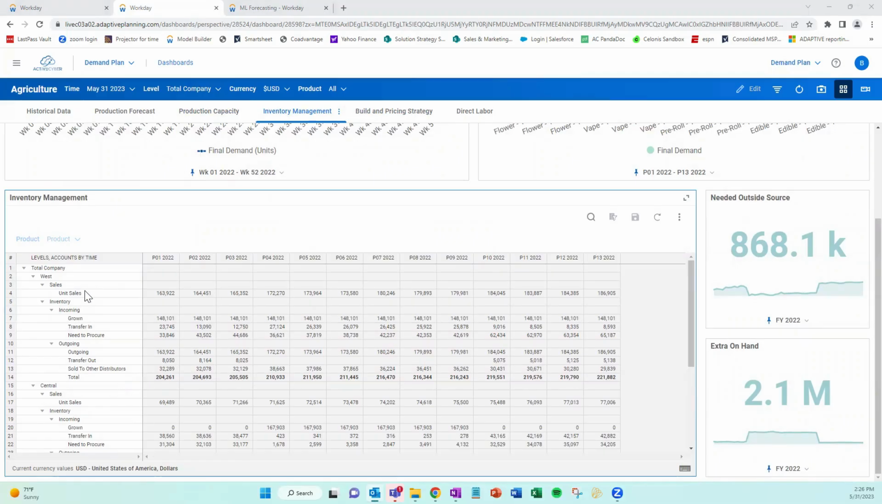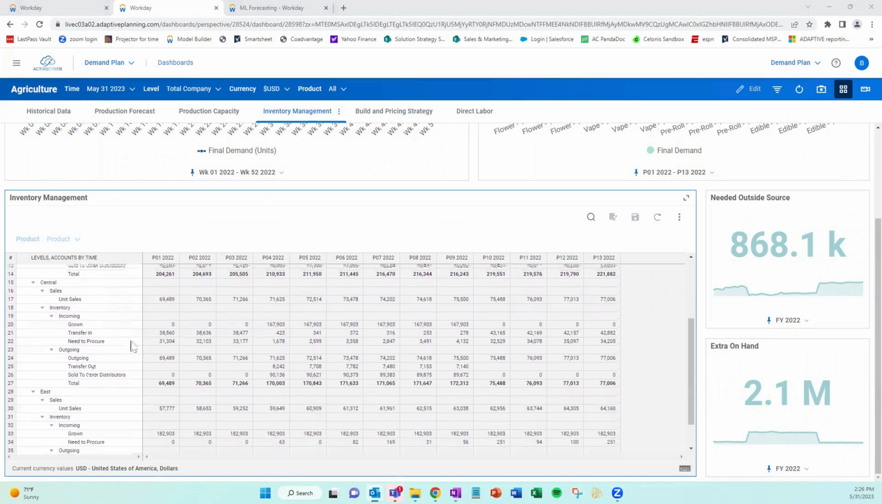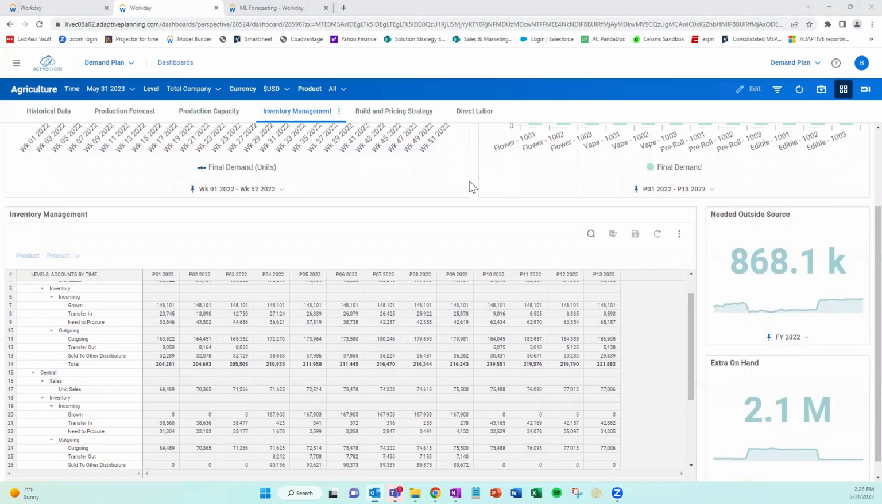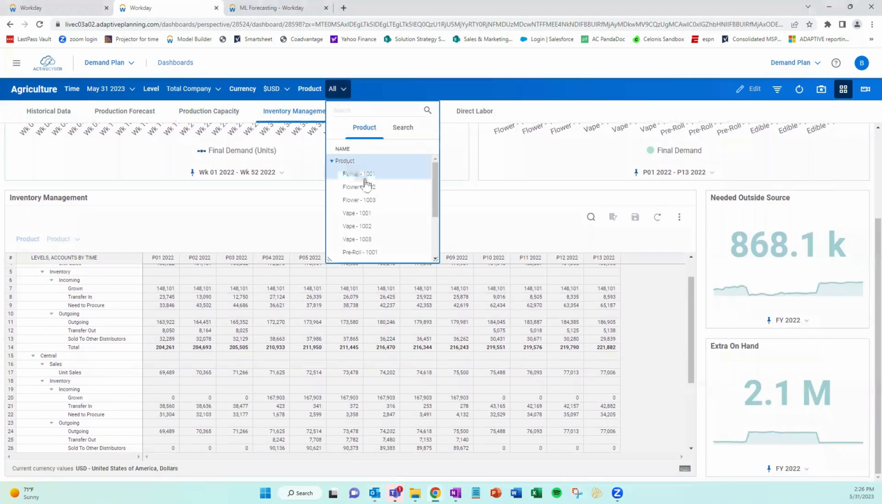We're able to look at our sales and our inventory metrics. What do we have coming in that we're growing? What are we actually selling? What is outgoing? We're able to look at this by farm, so west, central, and east. And then we're also able to leverage the context filters up above if we want to look at this for a specific dimension value or a specific SKU.